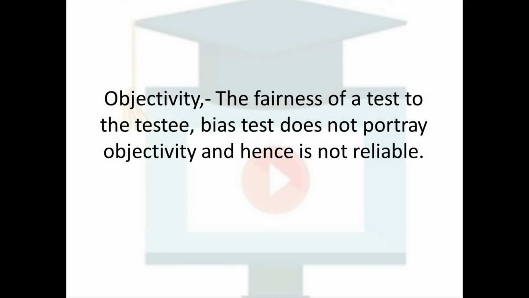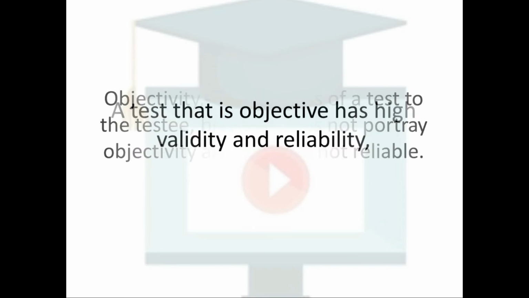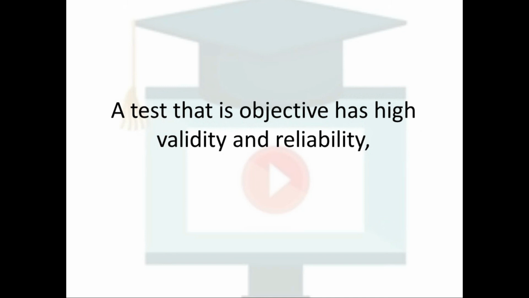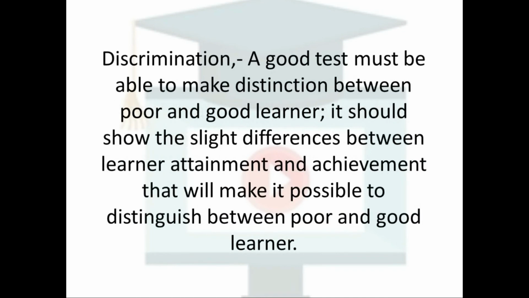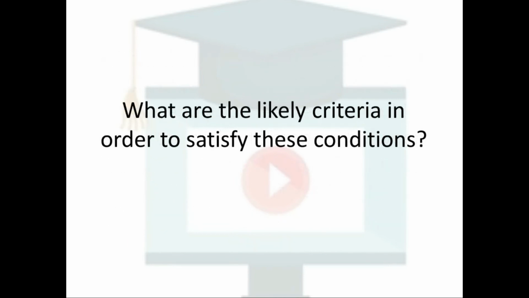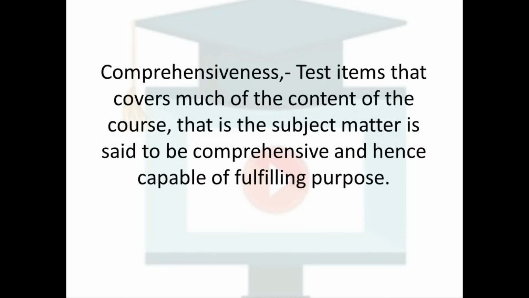Objectivity. The fairness of a test to the testee. A biased test does not portray objectivity and hence is not reliable. A test that is objective has high validity and reliability. Discrimination. A good test must be able to make a distinction between poor and good learners. It should show the slight differences between learner attainment and achievement that will make it possible to distinguish between poor and good learners. What are the likely criteria in order to satisfy these conditions?